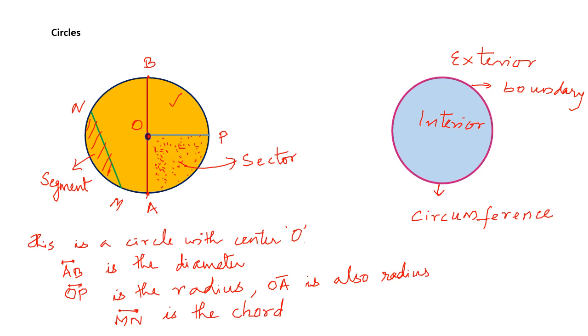Now, whenever there is a sector or segment, when you cut a circle, there is a portion of the circumference. I told you this is the boundary. This small portion of the circumference, like when you break a piece of a bangle, is known as an arc of a circle.